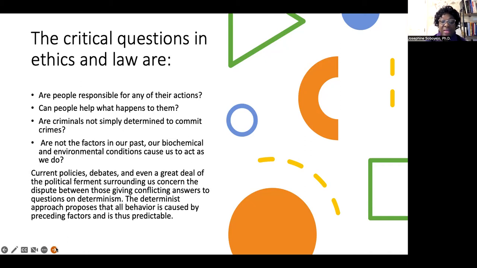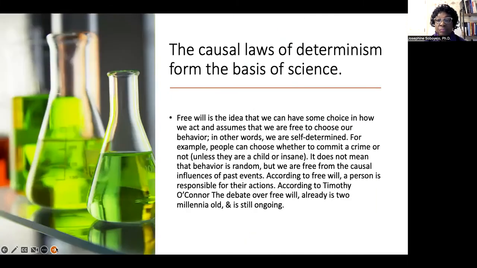So are we now saying that the determinist approach proposes that all behavior is caused by preceding factors and is then predictable? Because if it is determined by a preceding factor, that means you can predict it. The causal laws of determinism form the basis of science.